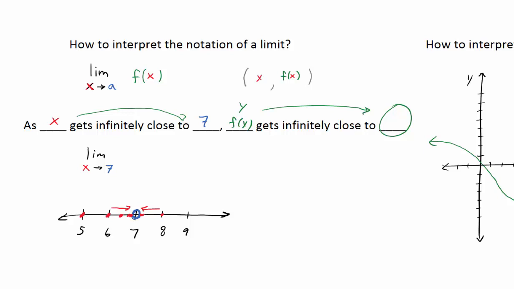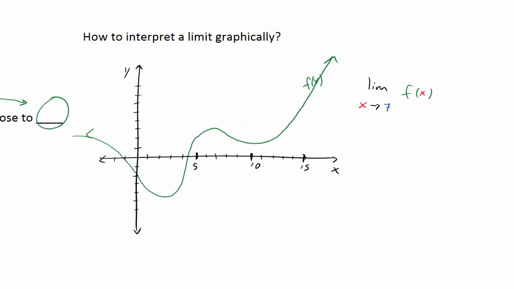So let's look at the graphical interpretation of this. How to interpret a limit graphically. Here we have the notation, the limit as x approaches 7, what does f of x equal? We have an x value and it's changing and getting closer to 7, and we want to know, okay, what is that y value approaching? That's the answer to our limit.